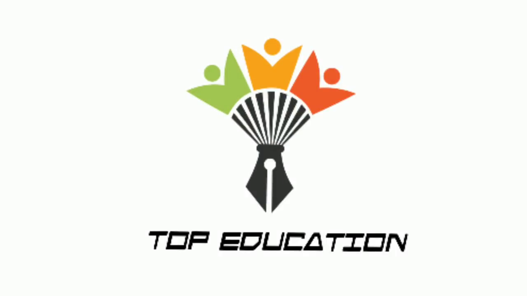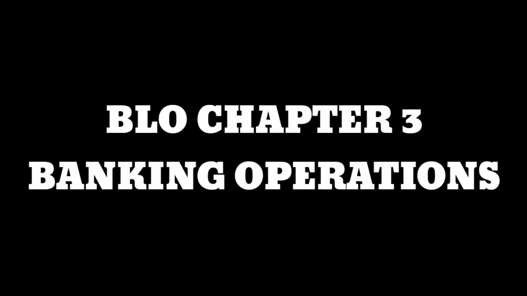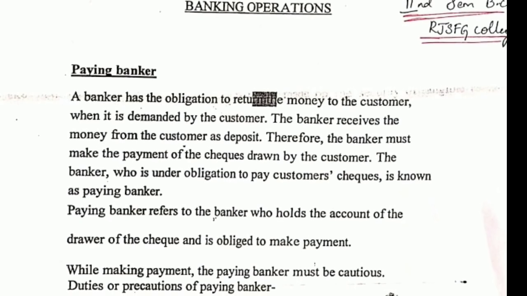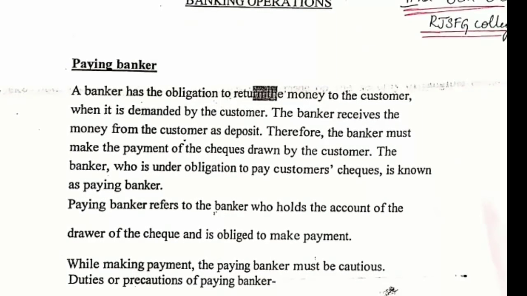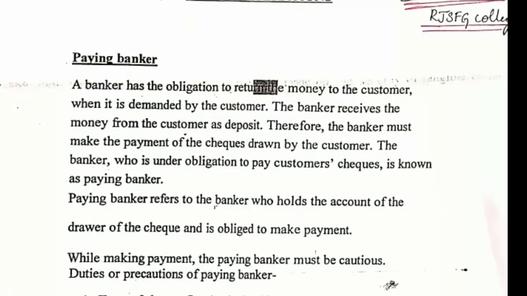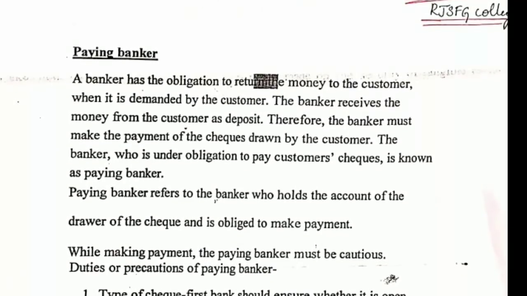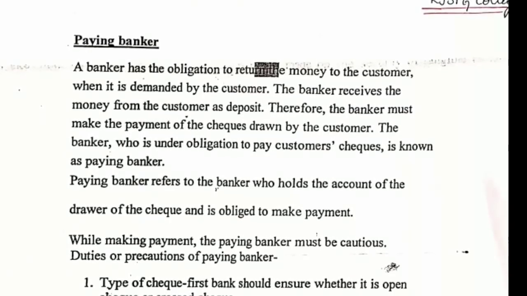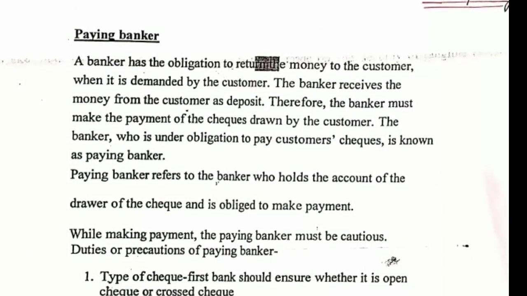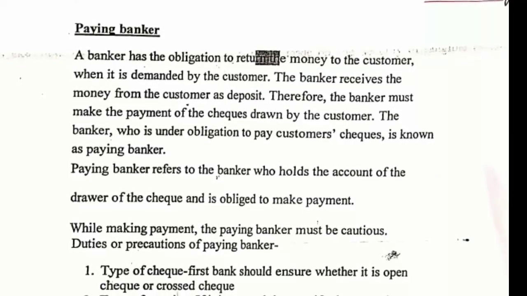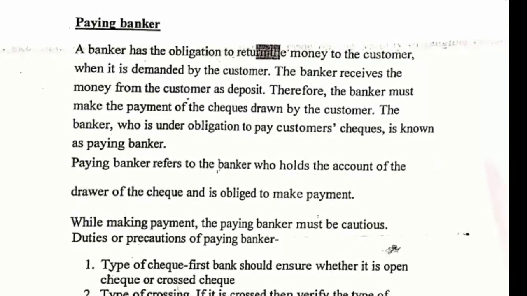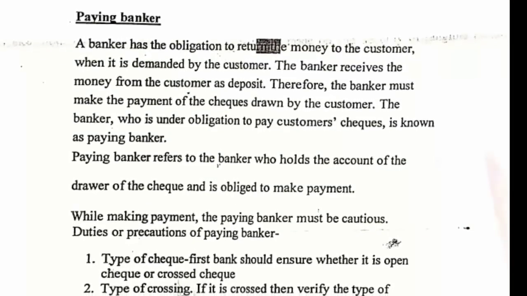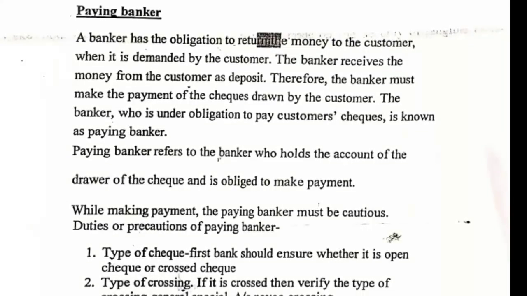In this session we will learn banking operations of BLO, which is chapter 3. Here there are 3 stages in this chapter: paying banker, collecting banker and lending banker. The banker acts in 3 parts, that is paying banker, lending banker and collecting banker. Paying. While paying, what all the activities the banking institution does, that all activities we will learn in this chapter.